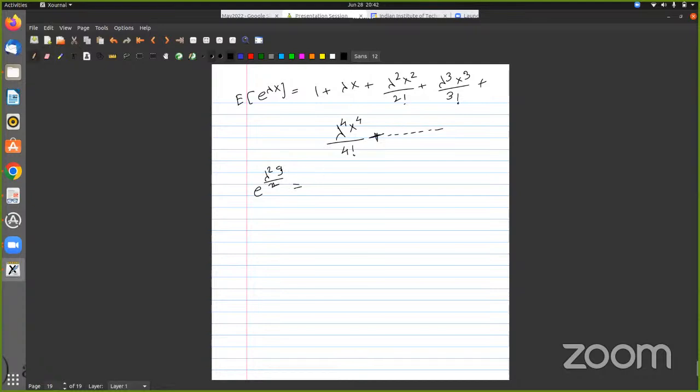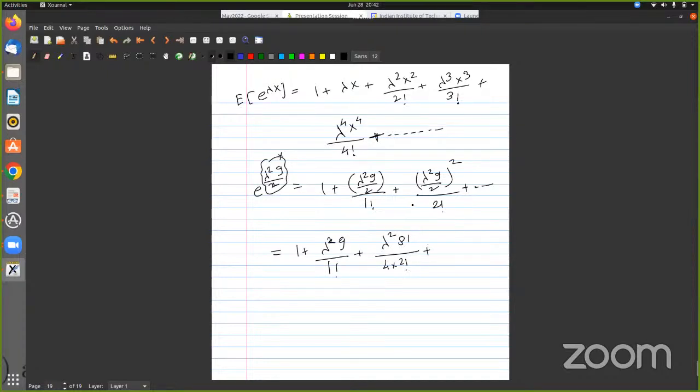Now consider this entire term as x. So I know the expansion of e to the power x. It is 1 plus lambda square 9 by 2 divided by 1 factorial, plus lambda square 9 by 2 whole square divided by 2 factorial, plus so on. If I do the expansion, it becomes 1 plus lambda square 9 by 1 factorial plus lambda to the power 4 into 81 divided by 4 into 2 factorial.